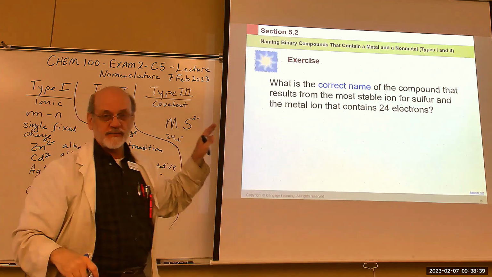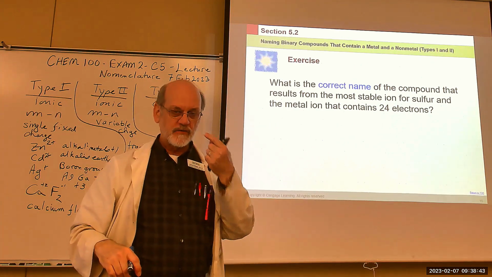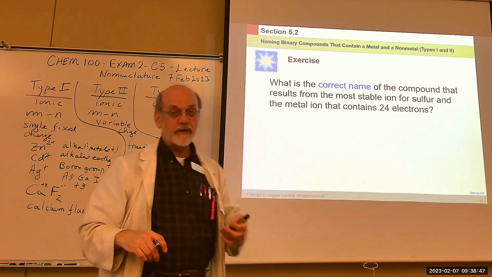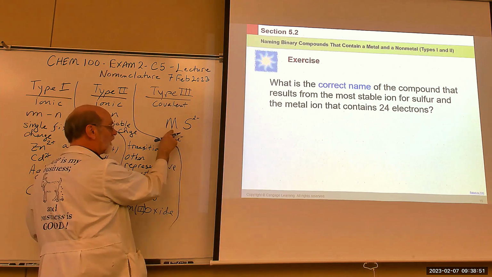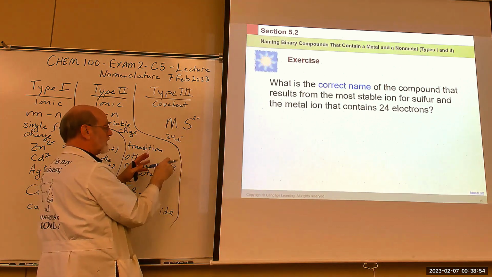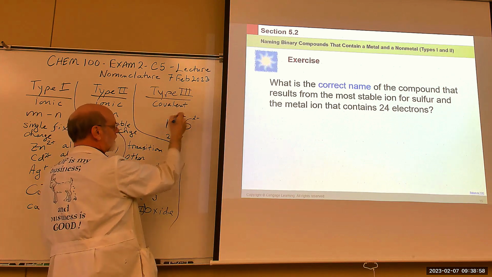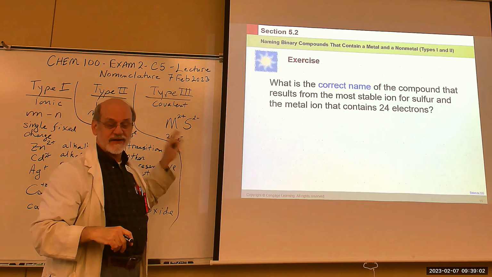Now, to solve this problem, we have to assume that there's 1 sulfur and 1 metal. If we don't do that, then we can't solve the problem. So if we assume it's 1 here and 1 there, now we can work with it. The charge on this one then would have to be a 2+. So if it has 24 electrons, but it has a 2+ charge, how did it get that charge?